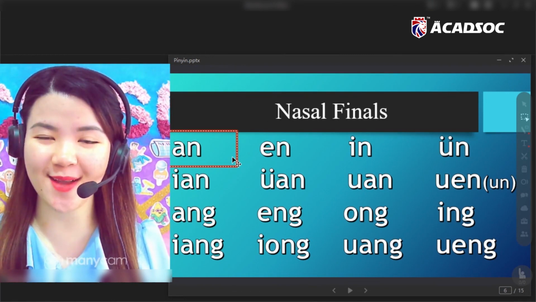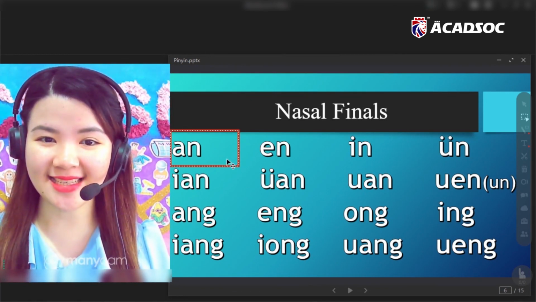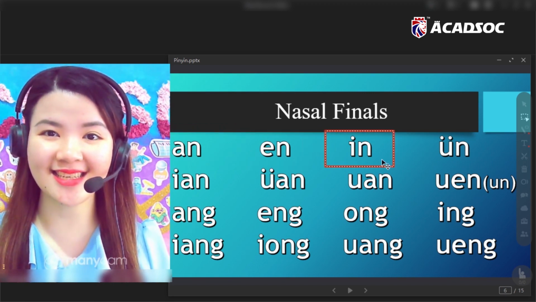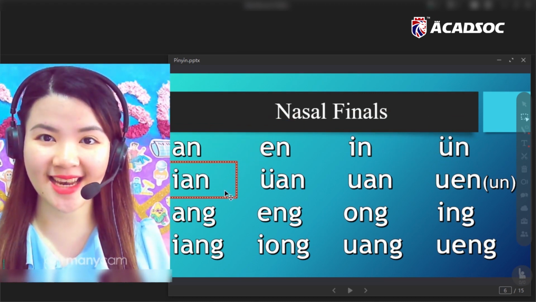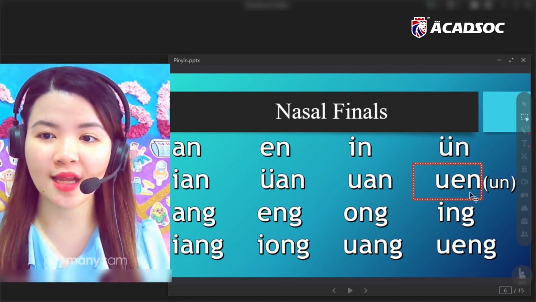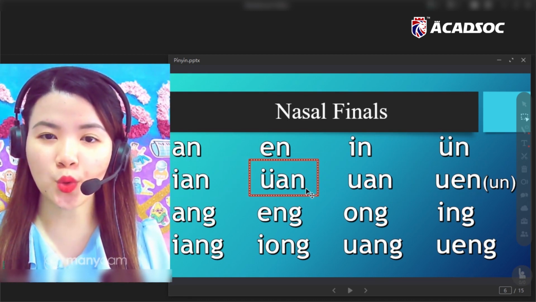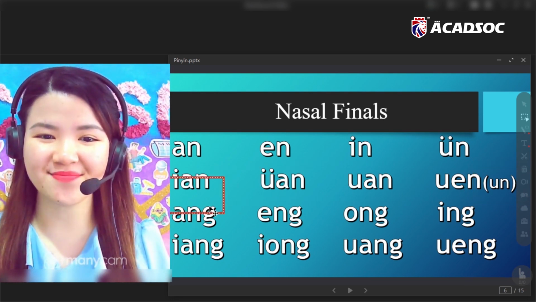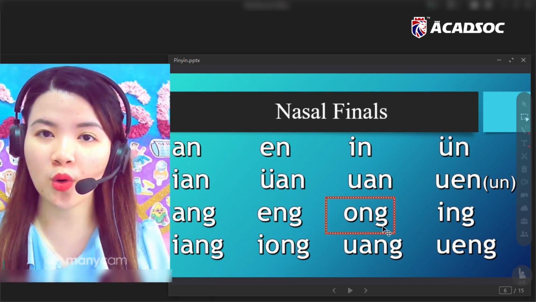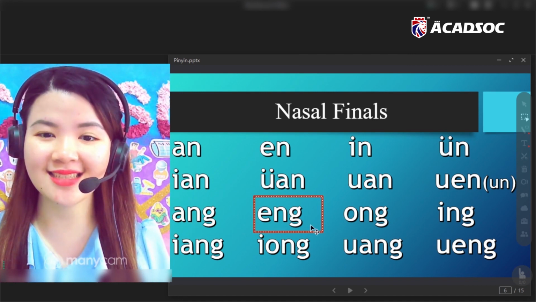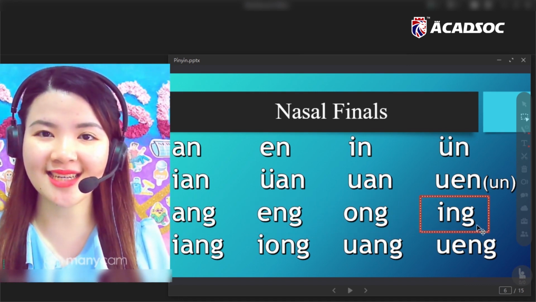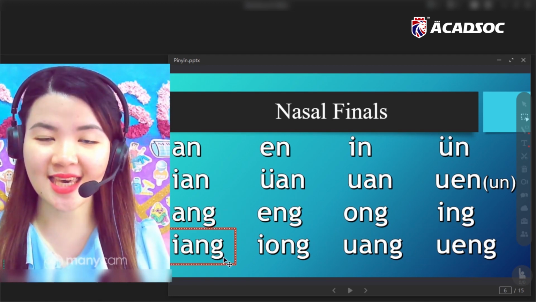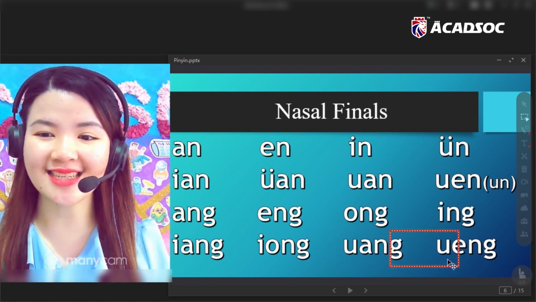A nasal final has a combination of a vowel and a nasal consonant. An, un, in, yun. Yan, yun. Wen, wen. This one is written as this for short. Ang, eng, ong, ying, yang, yong, wang.